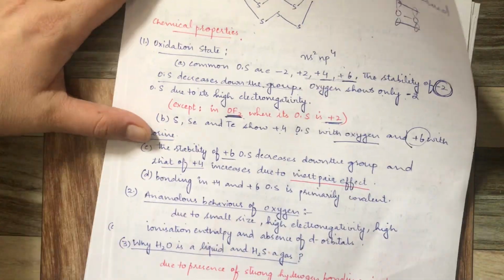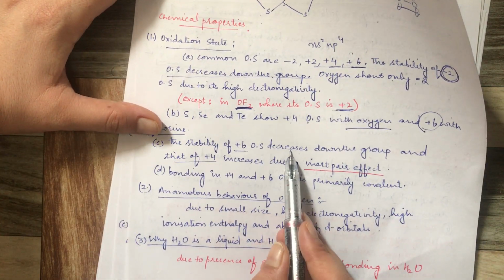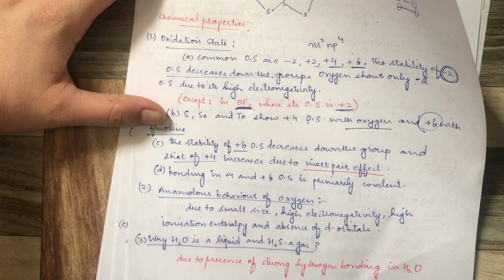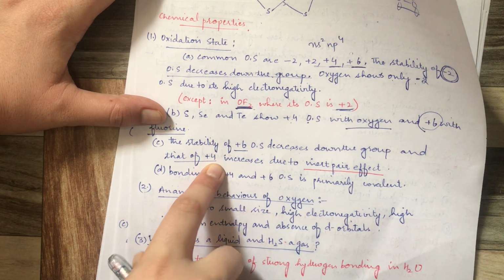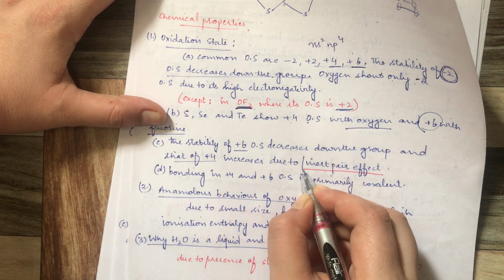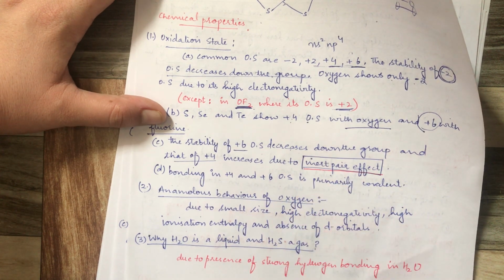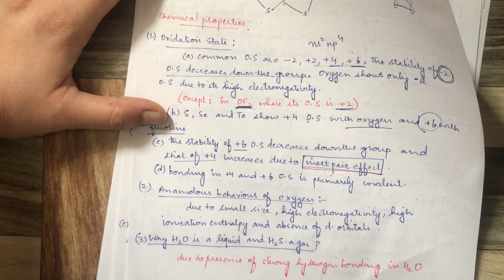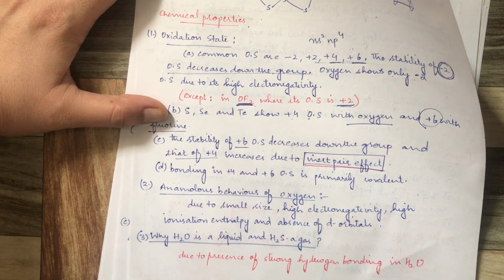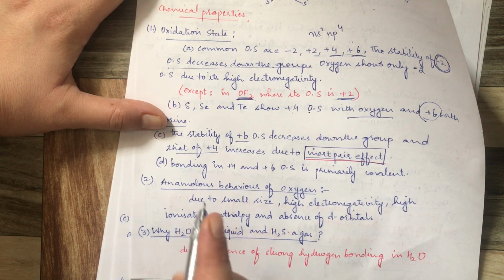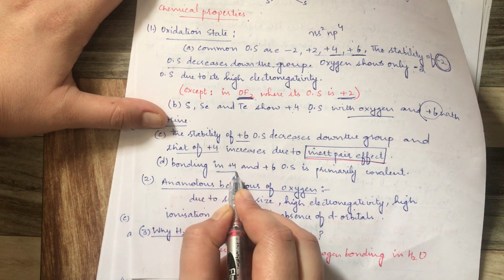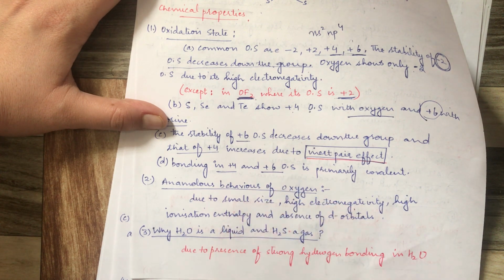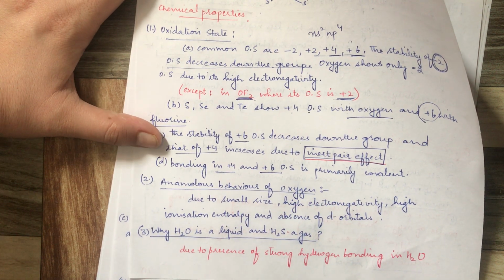Hence we can say that the stability of the +6 oxidation state decreases down the group, and that of +4 increases due to the inert pair effect, right? This will form an explanation for a few important questions, and at the relevant time we'll discuss them. Now, bonding in the +4 and +6 oxidation states is primarily covalent.